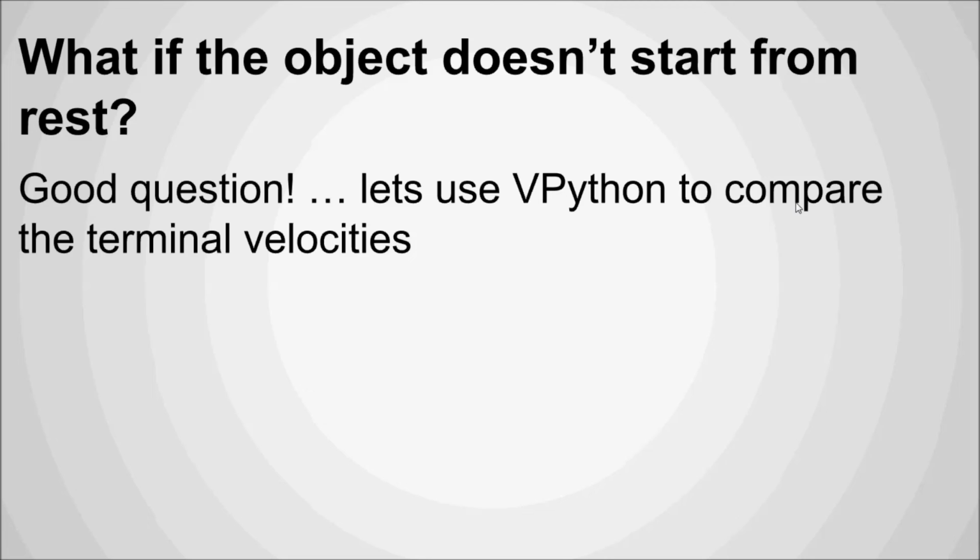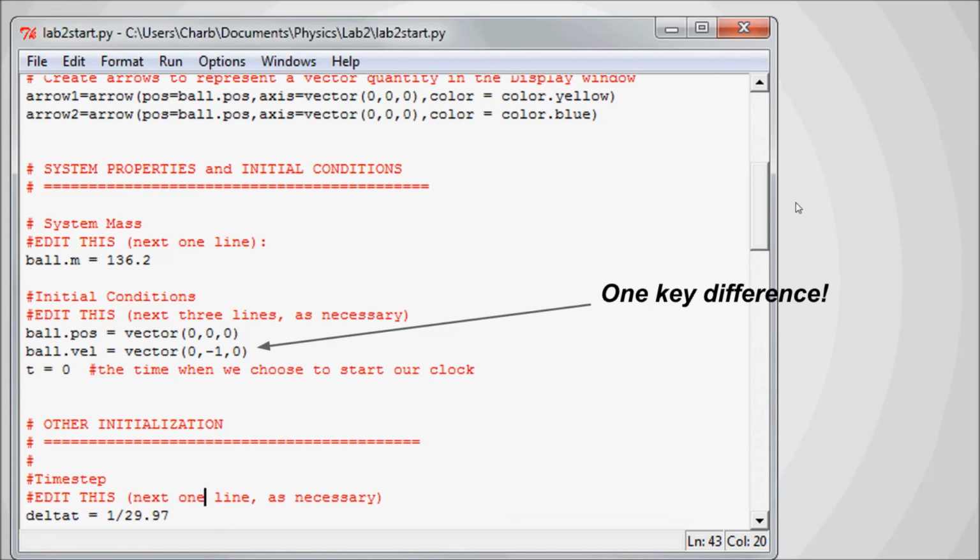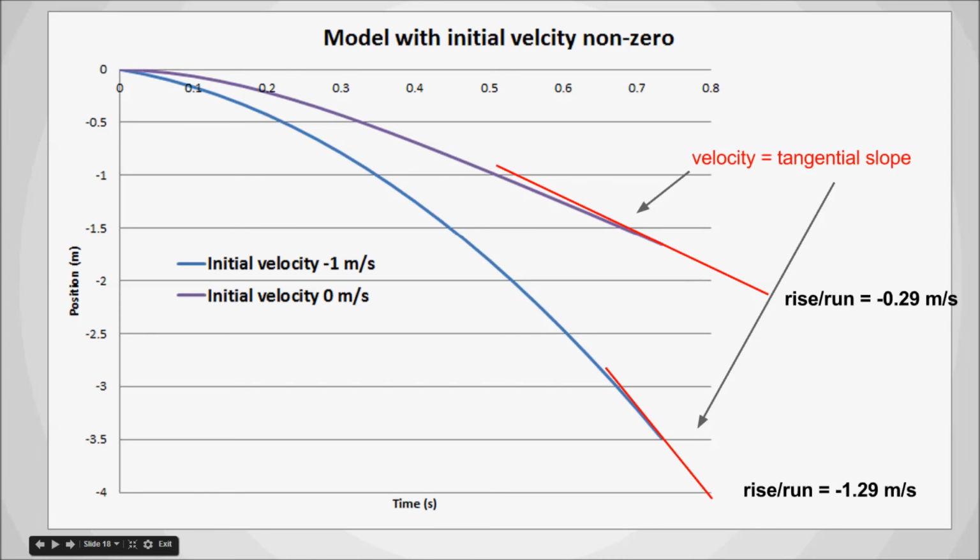So what if the object doesn't start from rest? That's a good question. Let's use VPython to compare the terminal velocities. Everything else in the code was exactly the same as the last time I ran the drag force model, with one key difference. The ball's velocity started off with negative 1 meters per second in the y direction. Using the same method as before, I found the terminal velocity when the initial velocity started at negative 1 meters per second. The rise over run in this case happened to finish at negative 1.29 meters per second. So the increase actually happened to be the same in both cases.